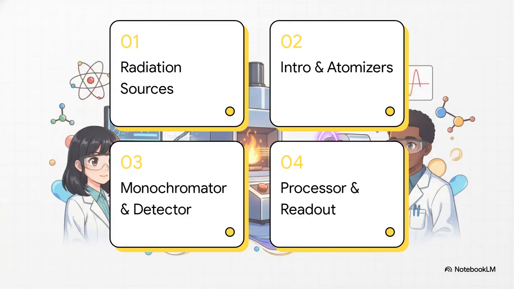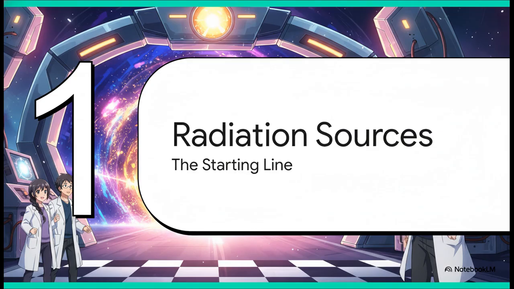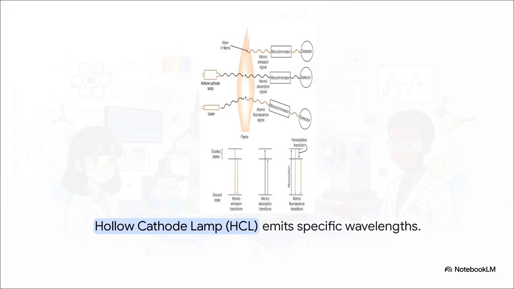So, here's our mental blueprint for today's journey. First, radiation sources. Second, sample introduction and atomizers. Third, the monochromator and detector. And finally, the signal processor and readout. Let's kick things off with step 1, radiation sources. This is where our light beam is born.